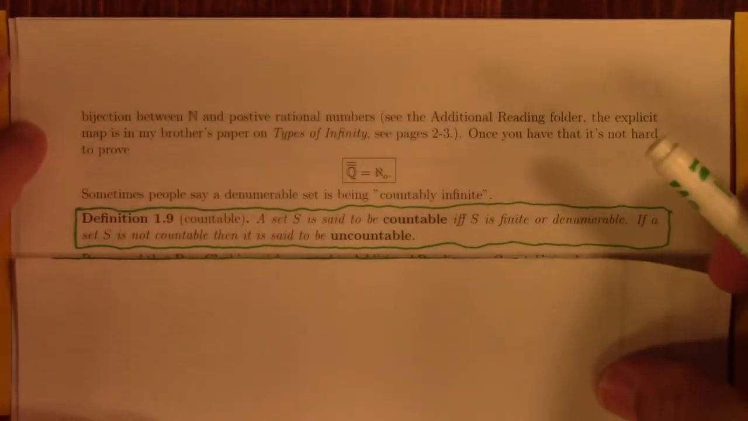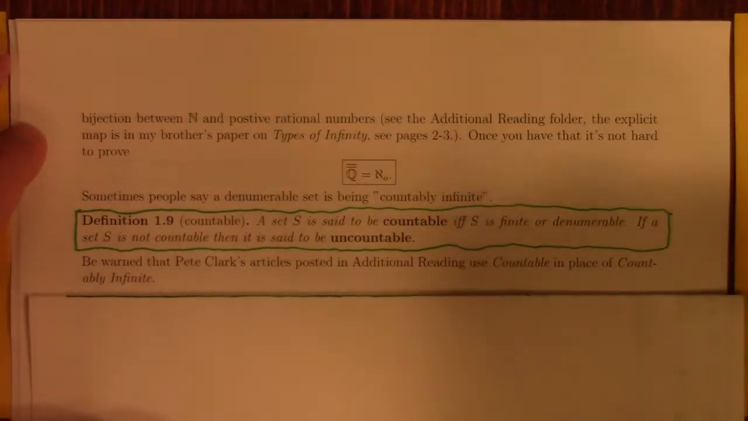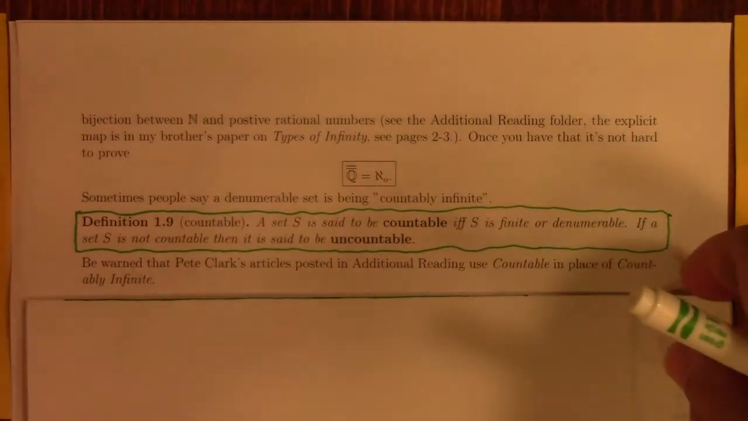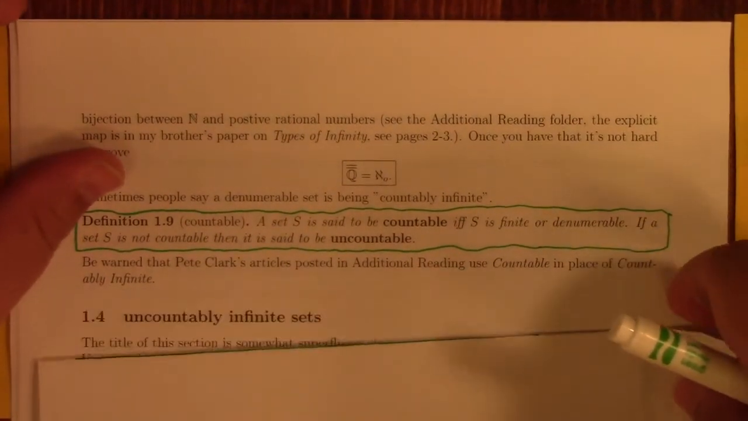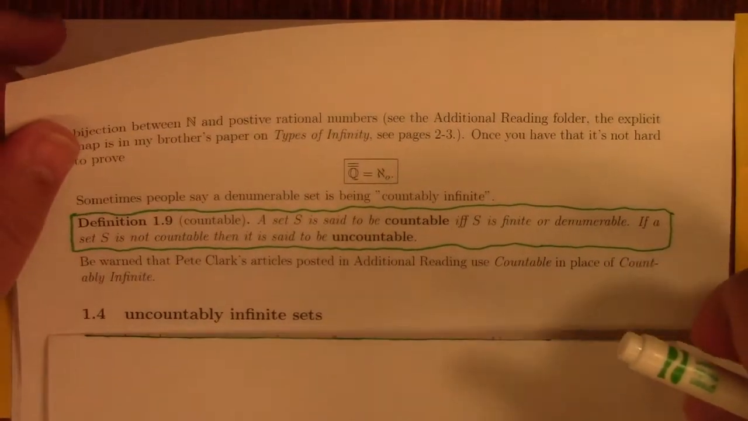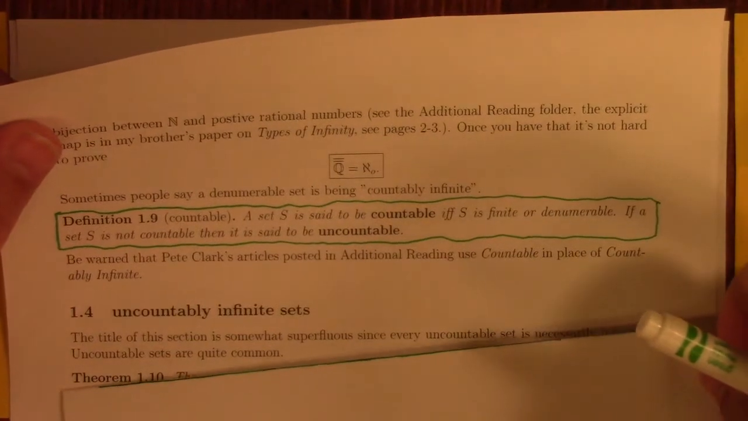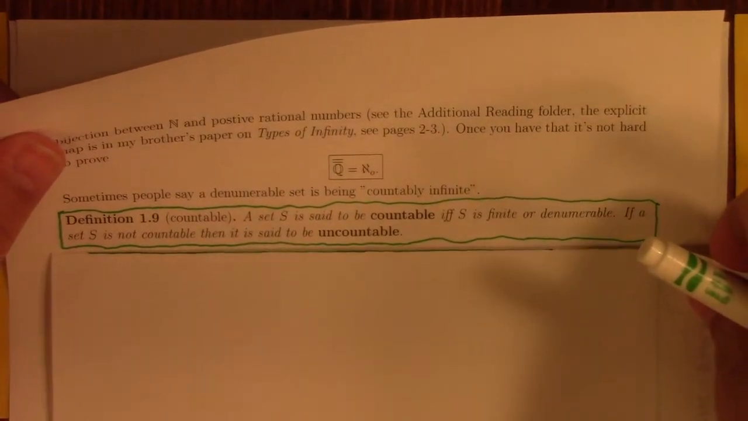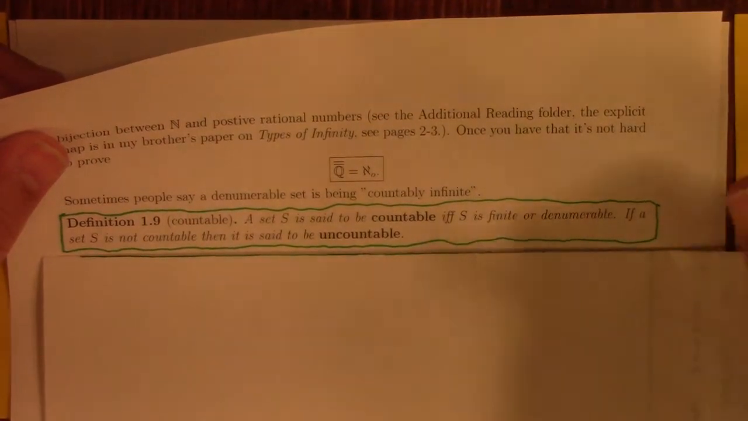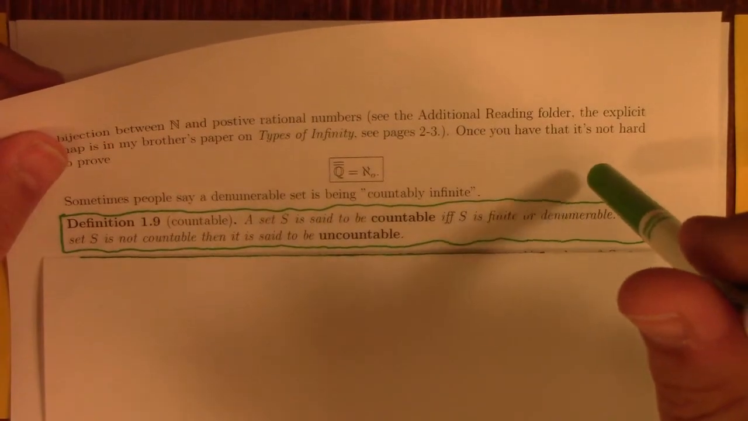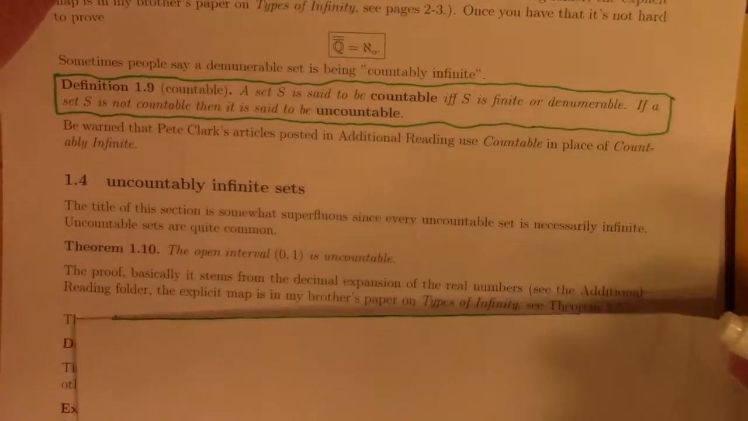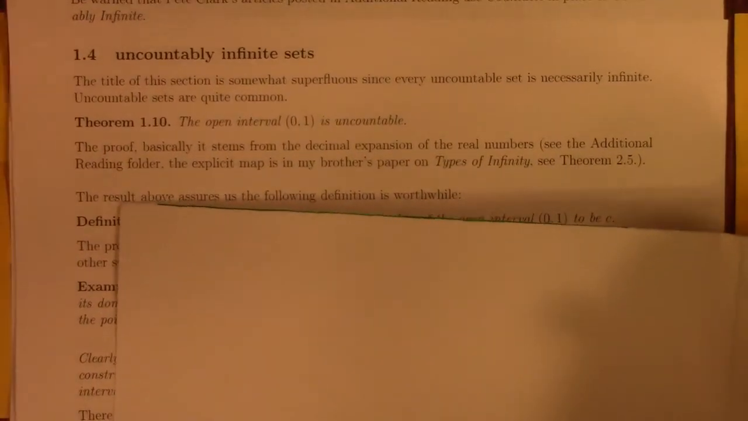And I guess I should warn you that Pete Clark's articles use countable in the place of countably infinite, which is something some people do. So just beware. There's some disagreement on what countable means. Some people include finite in countable, and some people don't. We will include finite in countable. So a set is either countable or it's uncountable. If it's uncountable, that means it is, in some sense, bigger than either the natural numbers or a finite set. All right?